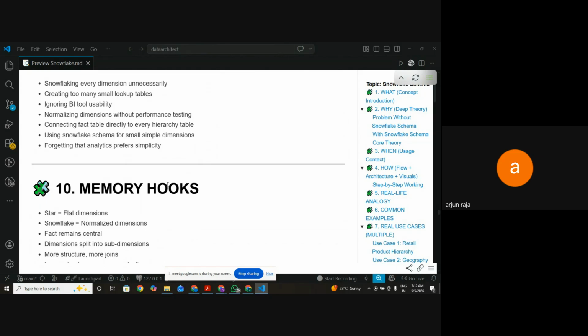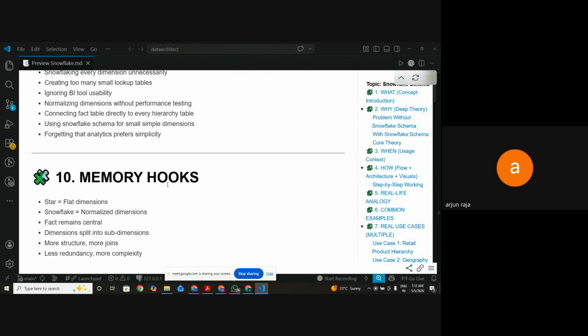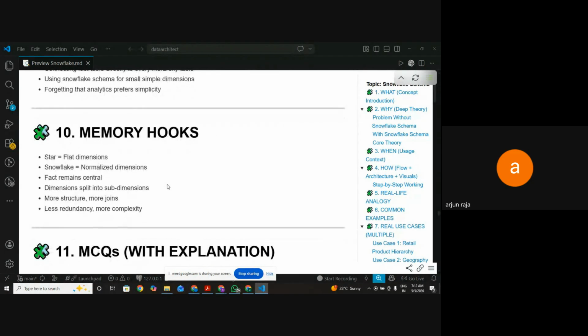Connecting the fact table directly to every hierarchy table. Using Snowflake schema for small, simple dimensions. Forgetting that analytics prefers simplicity.